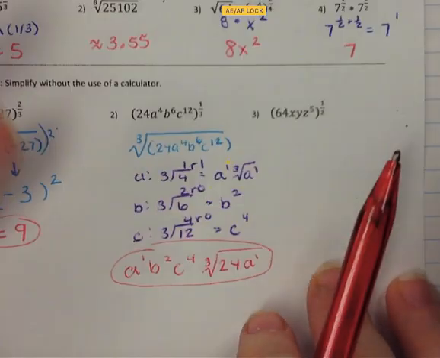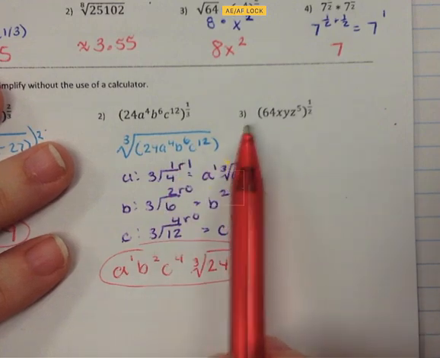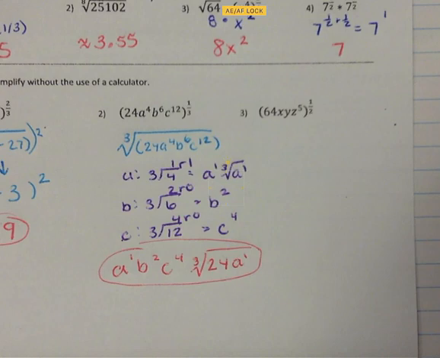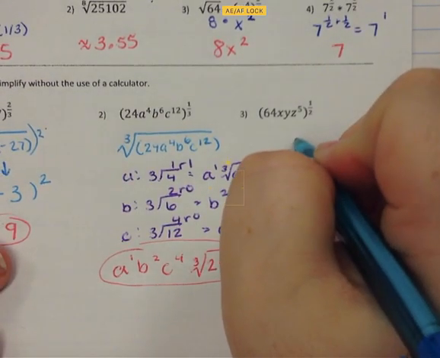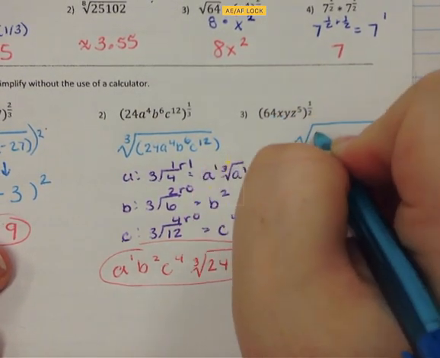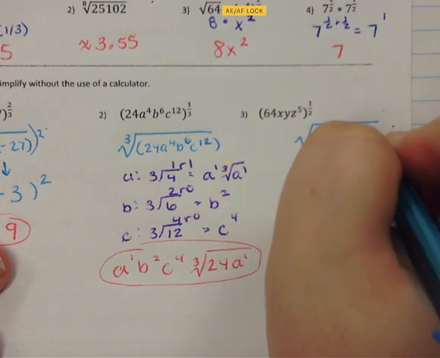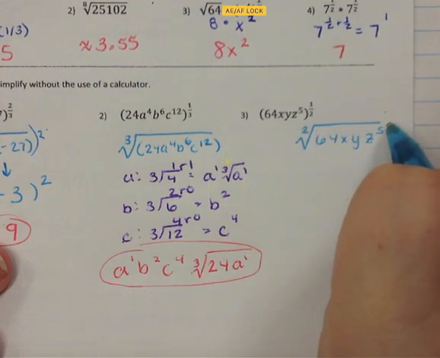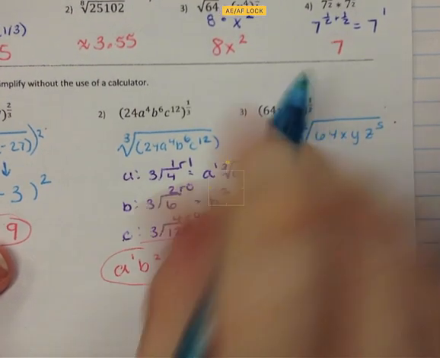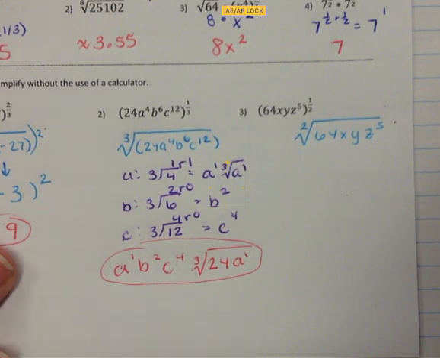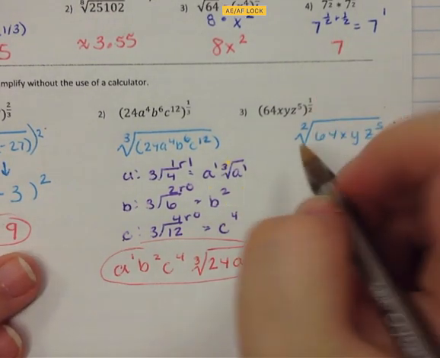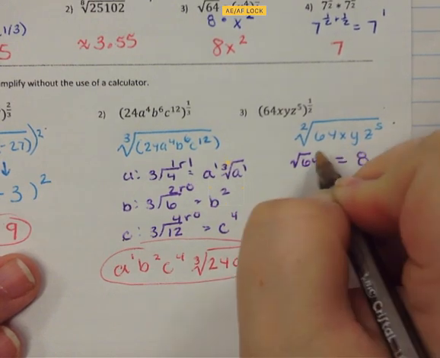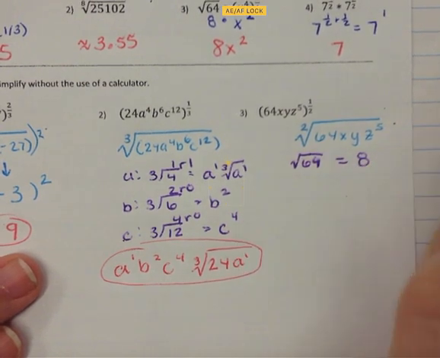The last example here, number 3, is all of 64xyz to the 5th, all raised to the 1/2. So again, we're going to convert this into a radical. So we have 64xyz to the 5th. The index is 2, and our exponent is 1, so all this is raised to the 1st. I can simplify these as we go. The square root of 64 is equal to 8.